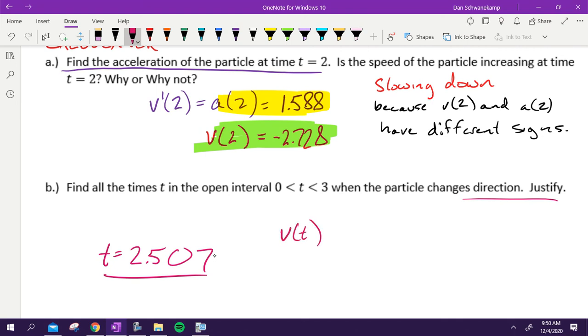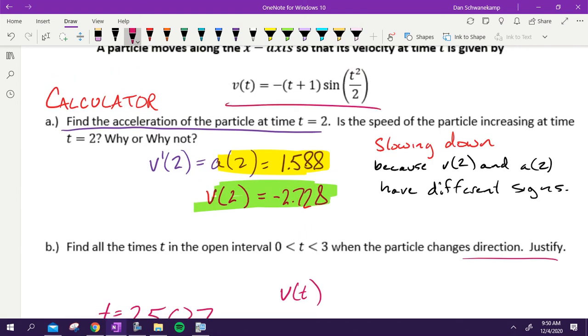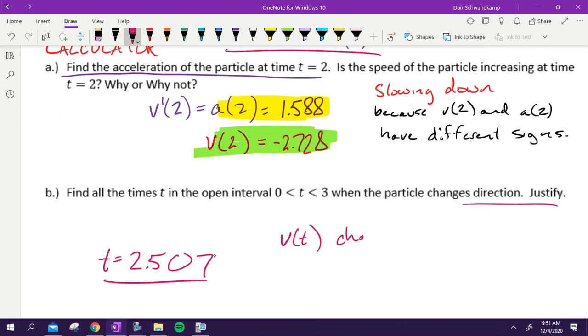V of t, because they told me velocity, so I better say it in terms of velocity. Velocity changes signs. The best answers on justify normally are the shortest. Okay, velocity changes signs. I'm done. That is how I know a particle changes directions. Makes sense on what we're doing with that.